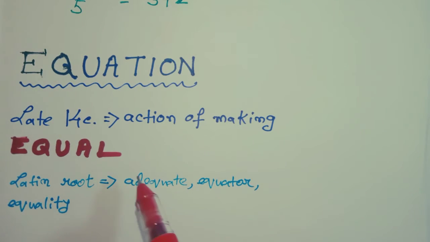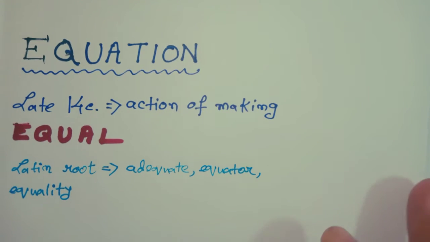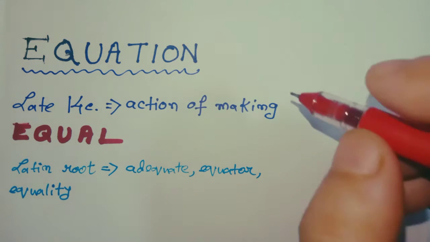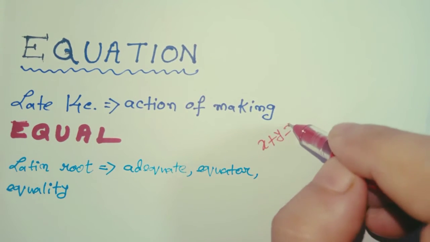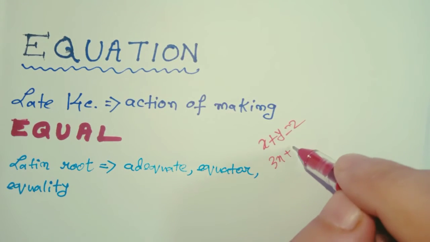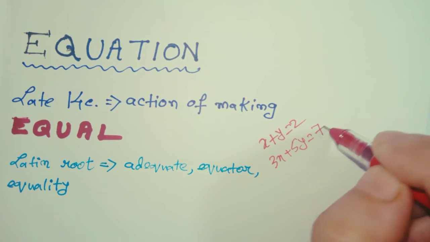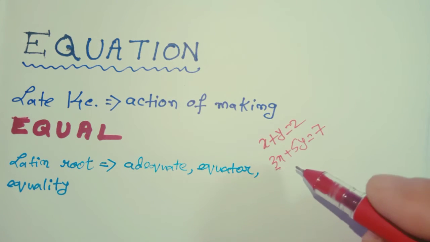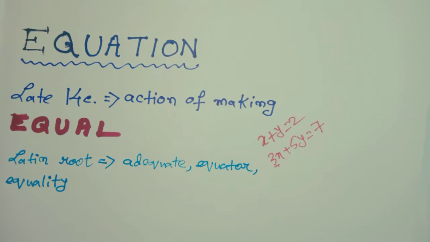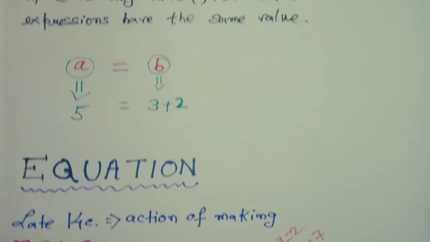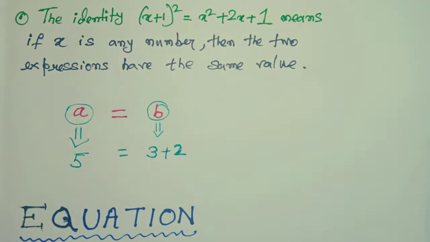What does equal mean? Equal is a Latin word, it means adequate or equator or equality. So when we are talking of an equation, for example if I draw x plus y equals 2 or 3x plus 5y equals 7, that means we are introducing a concept where these two values are equal. So here you see adequate, equator and equality. The values are more or less the same. Here also these are the values which are the same.